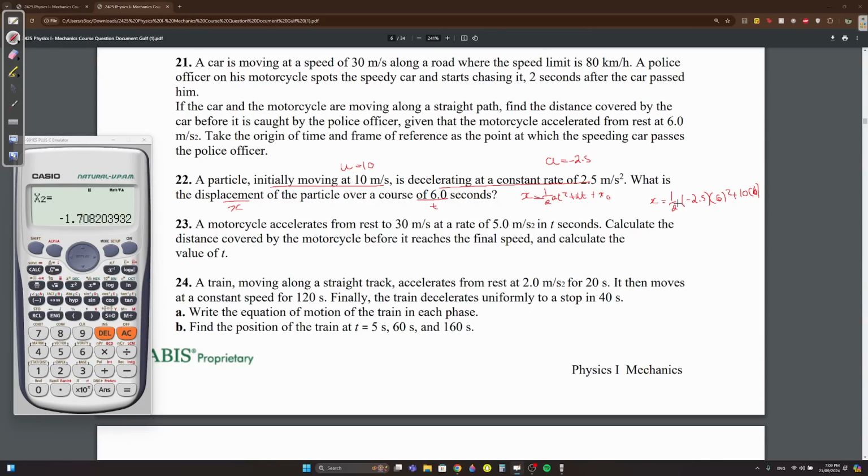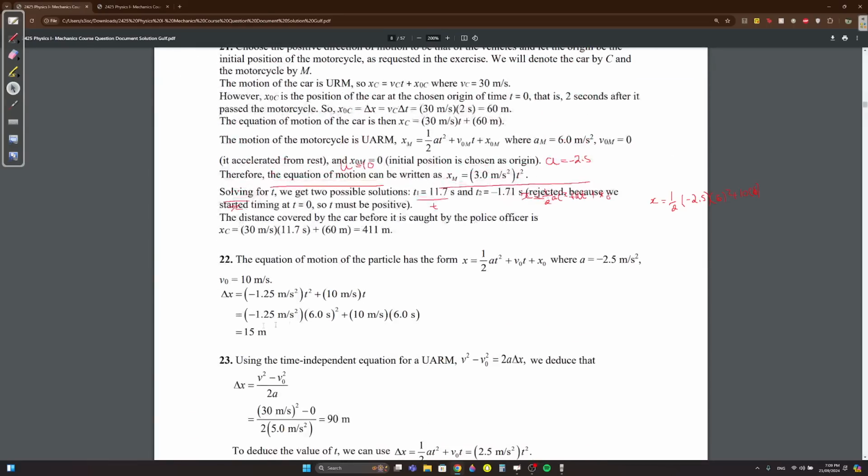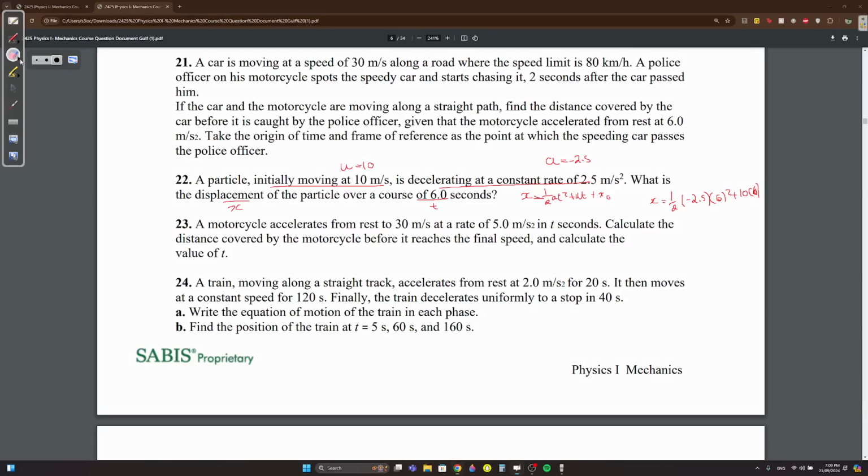You're going to put this in your calculator. 0.5 times minus 2.5 times 6 squared is 36, plus 10 times 6, you get 15. So x is 15 meters. Super easy, guys. These questions are very, very easy. Just know how to apply the formula.